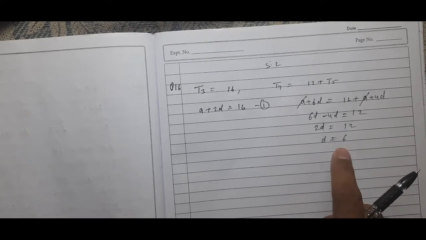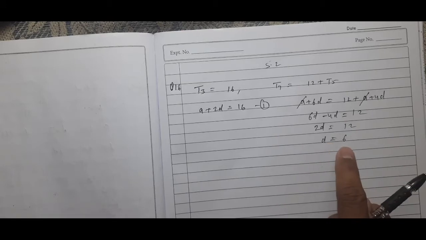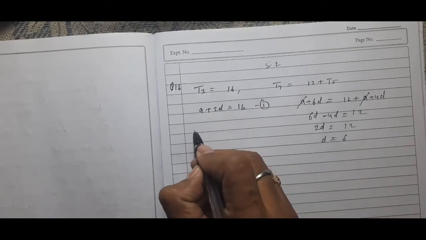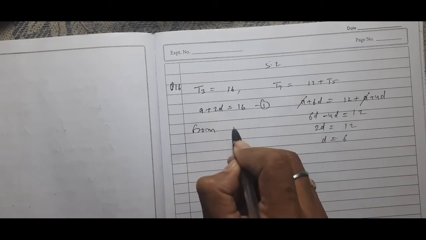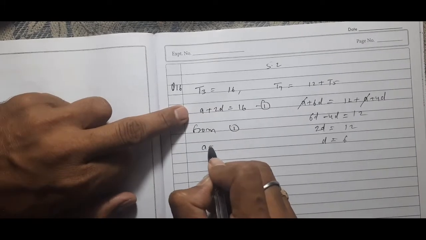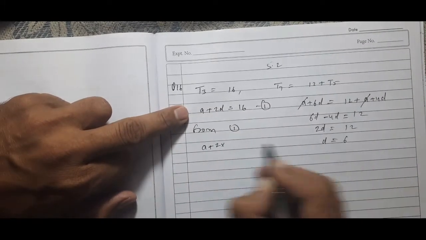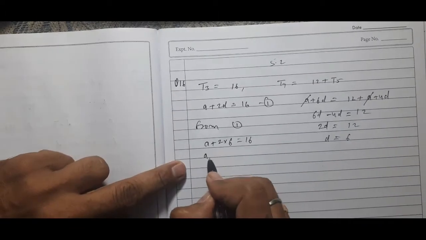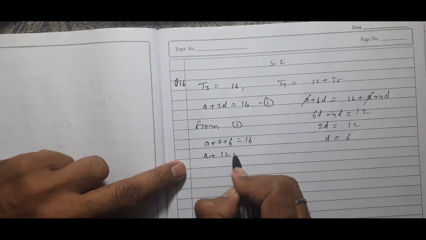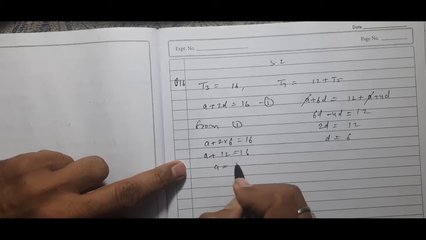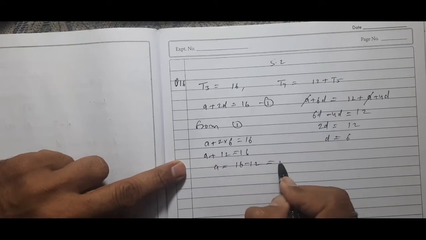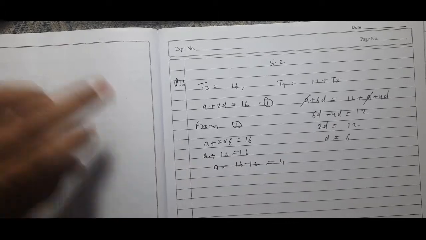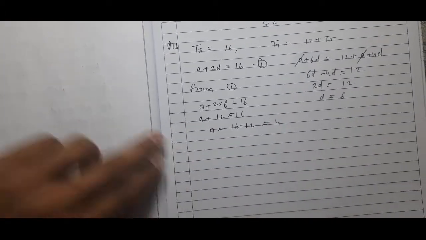D equals 6, putting the value of D in equation first. So from first, A plus 2 into D, meaning 6, equals 16. Okay, so A plus 2 times 6 is 12, equal to 16, or A equals 16 minus 12, equal to how much? 4. So A value is 4.